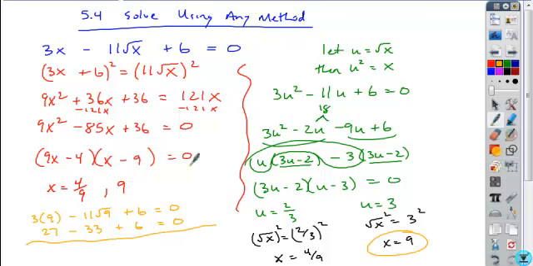Let's do the same test with 4/9. So I get 3 times 4/9 minus 11 times the square root of 4/9 plus 6. So when I look at this, the 3 goes into the 9 3 times. So I have 4/3 here, and then 6 is 18/3. So I'm going to combine those together. And then when I subtract 11 times this 2/3, 11 times 2/3 is 22/3, and 4/3 plus 18/3 is also 22/3. Yep, so those equal 0, and that checks as well. And so both of those answers wind up working for this.